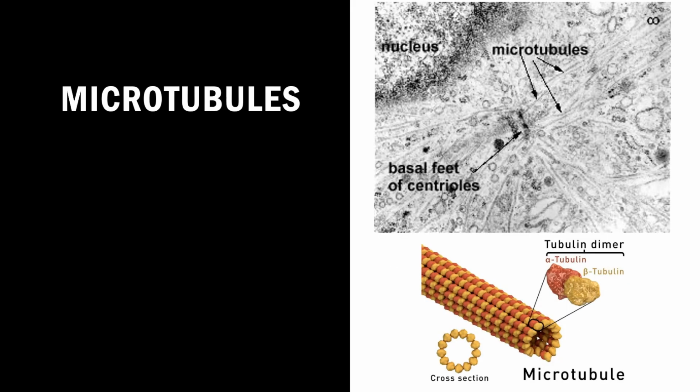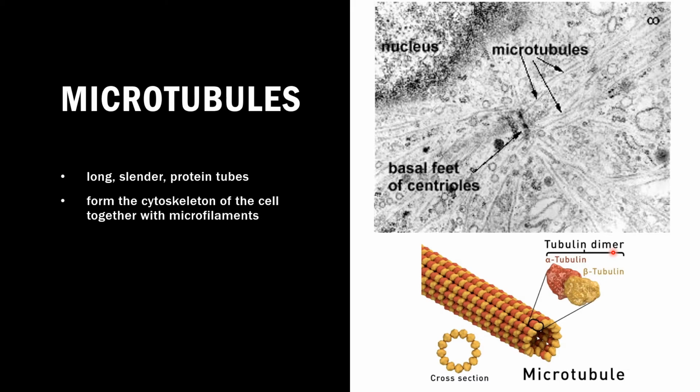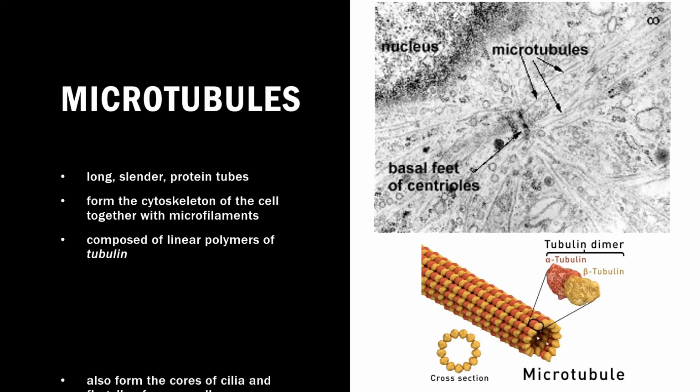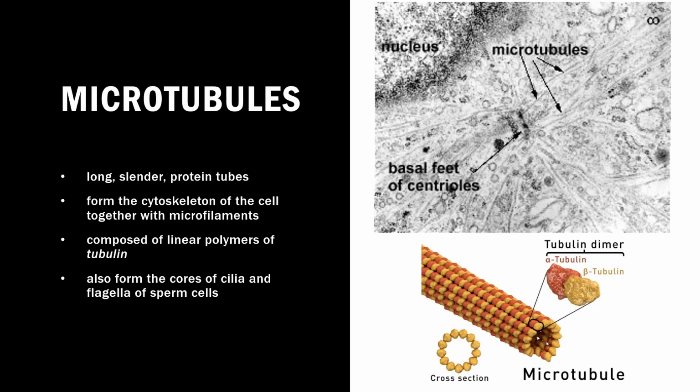Next, we have the microtubules. As you can see here in the micrograph, microtubules are long, slender protein tubes. Those lines you see here are the microtubules. The microtubules form the cytoskeleton of the cell together with the microfilaments, and they are composed of linear polymers which we call tubulins. So these linear polymers that you see here are the tubulins, and they make up the microtubules. They also form the core of cilia and flagella of sperm cells.